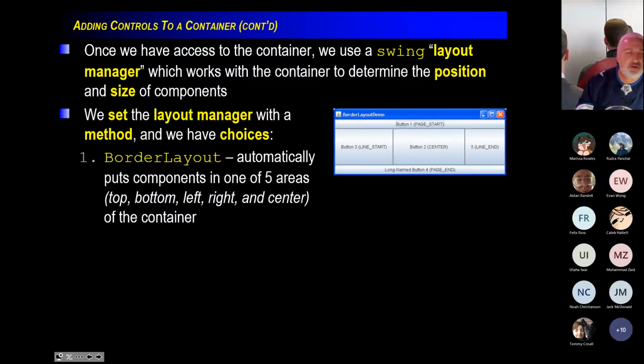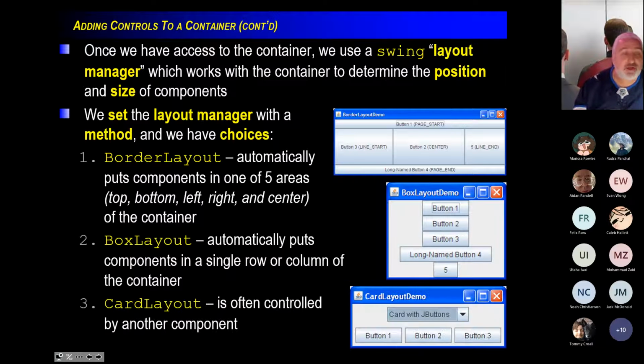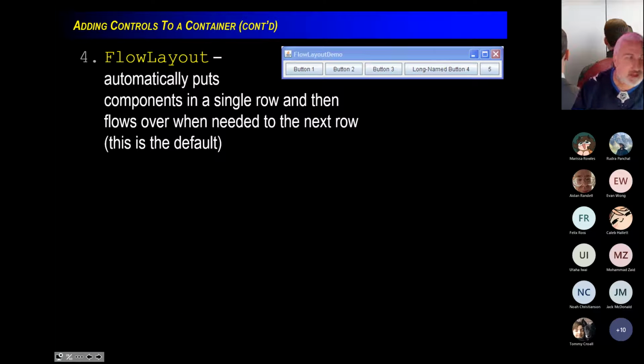Don't worry. So, anyways, when you use the border layout, it automatically positions your labels and buttons and stuff for you, but you don't have control over it. So it's going to place them where it can fit them. There's also one called box layout, which automatically puts them in a row, like up and down. There's one called card layout. There's one called flow layout.